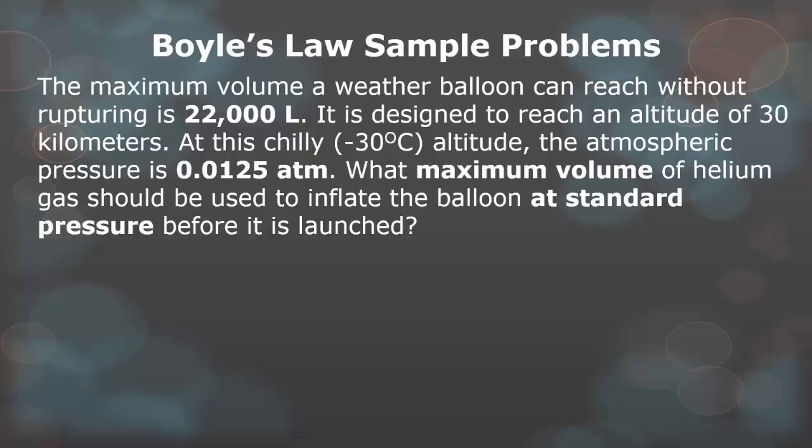That is a chilly altitude. At this chilly negative 30 degrees Celsius altitude, the atmospheric pressure is 0.0125 atmospheres. What maximum volume of helium gas should be used to inflate the balloon at standard pressure before it is launched? So looking at the information that we have, you need to figure out what your original volume is. You are looking for V1 when everything else is given for you. Good luck.